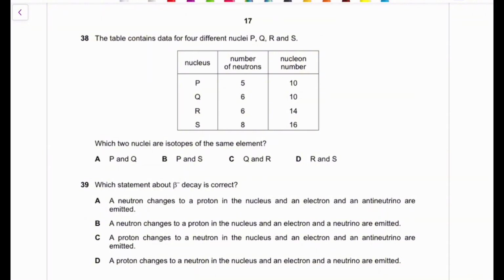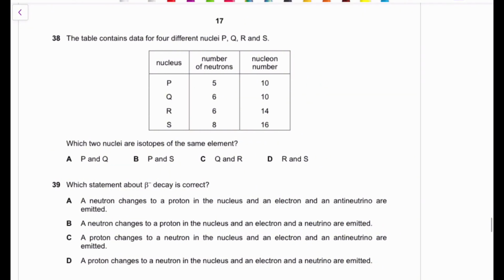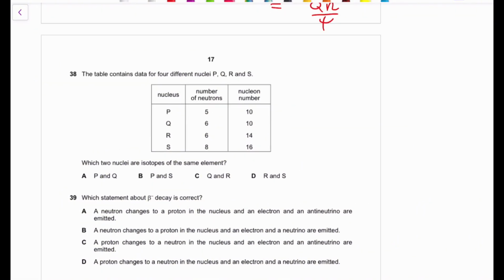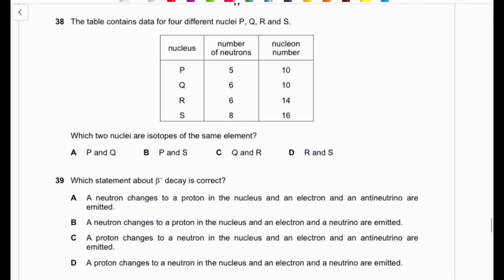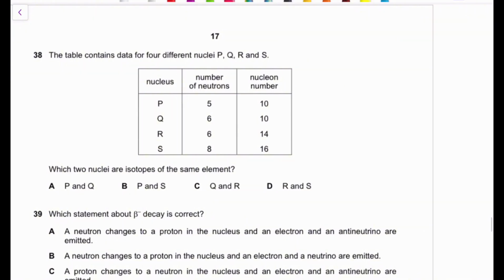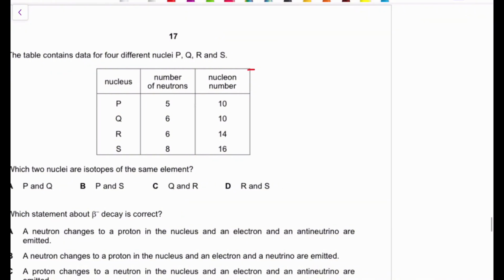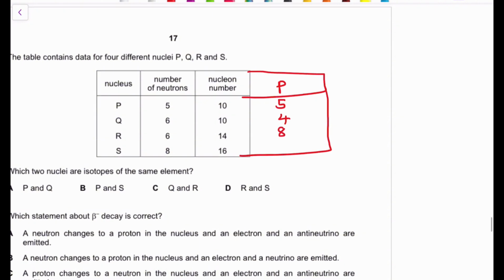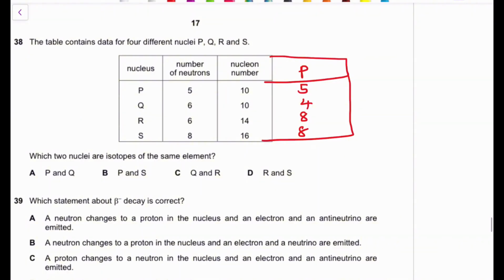Moving to question 38. So we've been given 4 nuclei, P, Q, R and S, and which 2 nuclei are isotopes of the same element, right? So we can create a whole new table over here. This is the number of protons, right? So 10 minus 5 is 5, 10 minus 6 is 4, 40 minus 6 is 8, 60 minus 8 is 8, right? So what is an isotope?